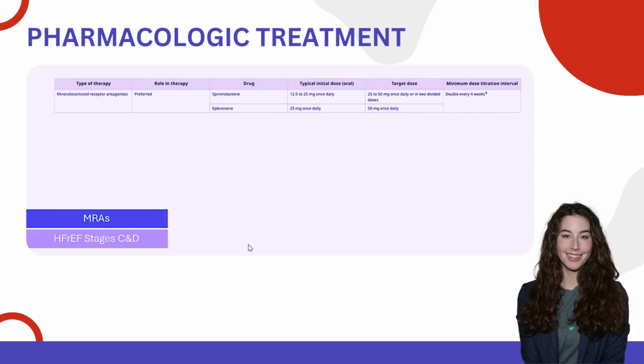But for both of them, you do not want to use them if you have potassium over 5.5, GFR less than 30, or hypotension. So you're going to monitor kidney function, electrolytes, and check the dosing as well.